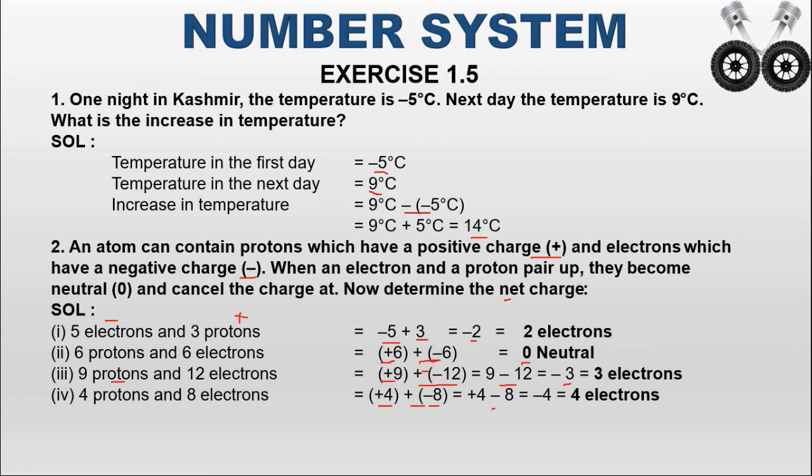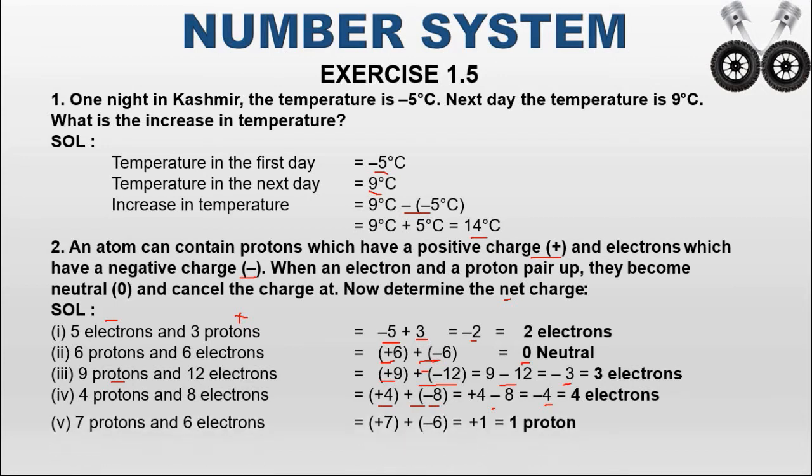Again the two integers have different signs, which means you have to subtract. So 8 minus 4 is 4. The biggest number is 8. For the 8 the operator is the negative sign, so you have to write it as minus 4. Minus is used for the electron. So minus 4 can be written as 4 electron.